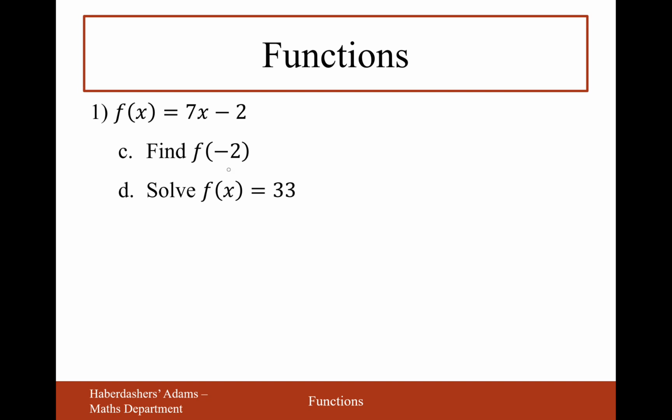Okay, so when it says find f of minus 2, that means put minus 2 into the function. So 7 times minus 2 is minus 14. Take away another 2, that would be minus 16. And when it says solve f of x equals 33, we don't write f of x, we write down that it's 7x minus 2 and set it equal to 33. Add the 2 onto the other side and divide by 7. So we get 5. If we were to put 5 into the function, we would get 33 out again. And you can see that 7 times 5 is 35, take away 2 is 33. So we got the right answer there.